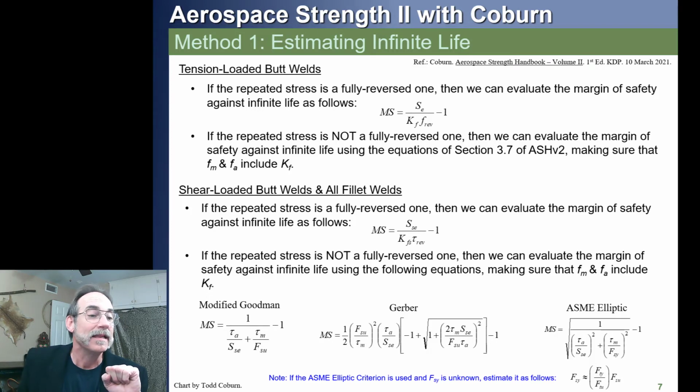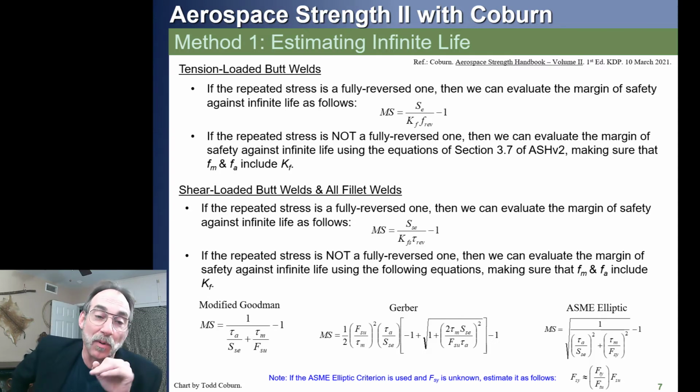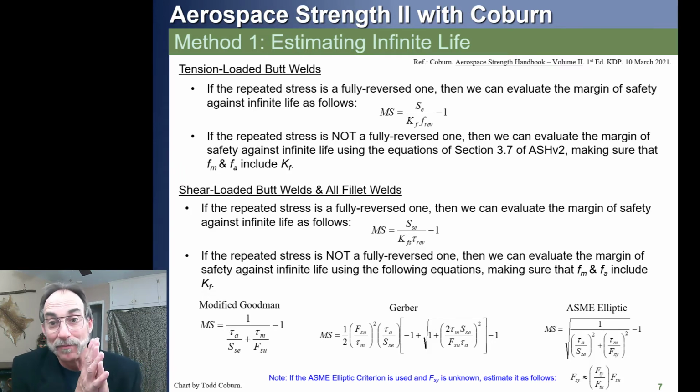Okay? Now, you'll notice in the ASME elliptic equation, you need the FSY, which is not in our handbook. I did not repeat that in our Appendix E because we rarely use that in aerospace. However, Mil Handbook has that number for a number of materials, but what you can do if you don't have FSY information, you can always estimate it from FTU and FTY with this little formula down here on the lower right. Okay? So now we evaluated infinite life.